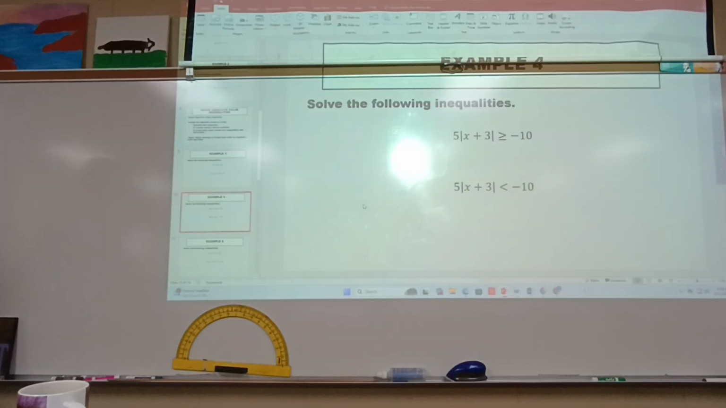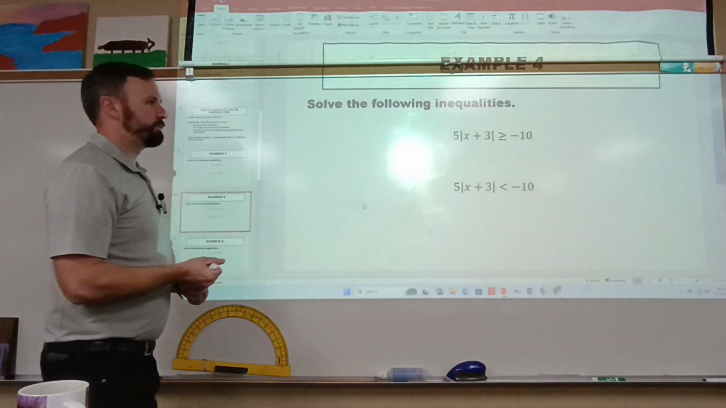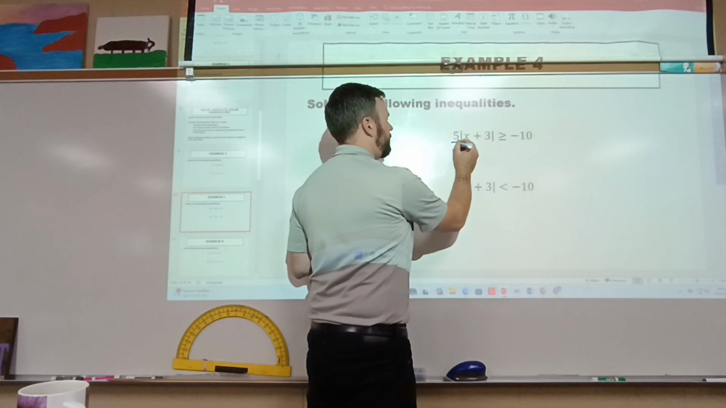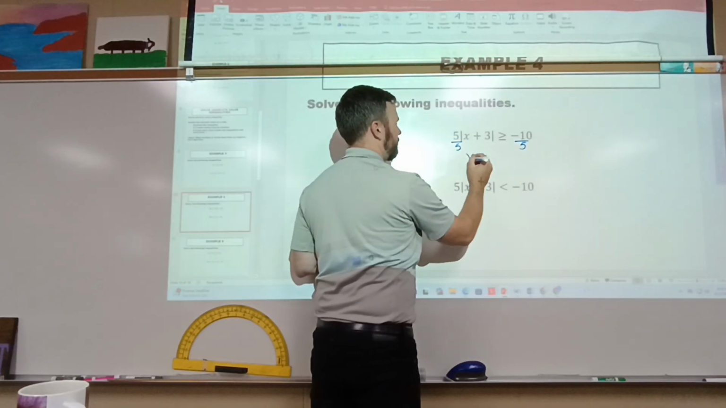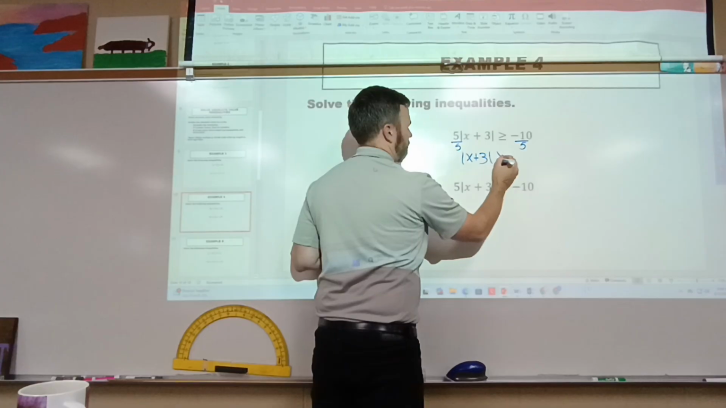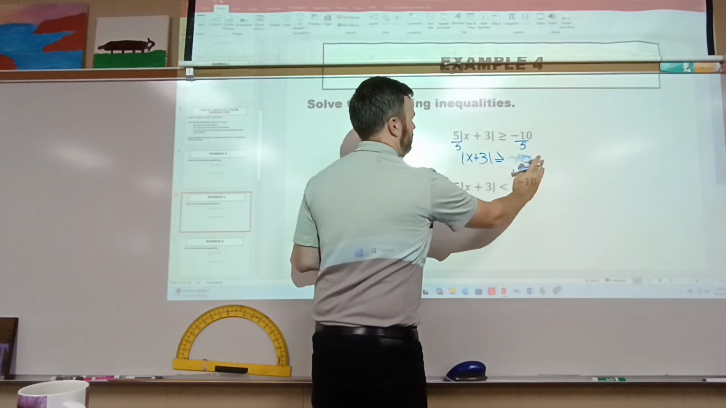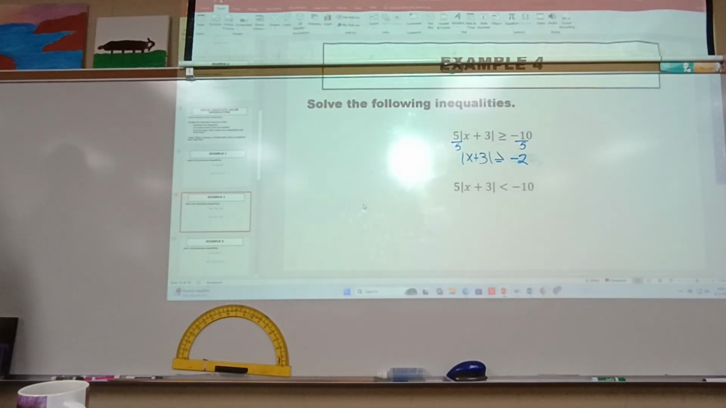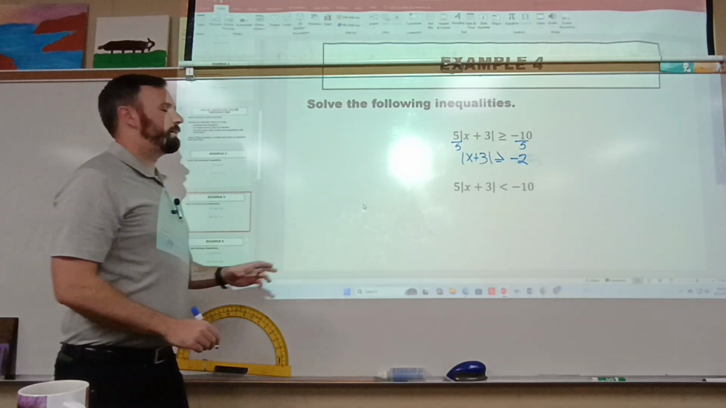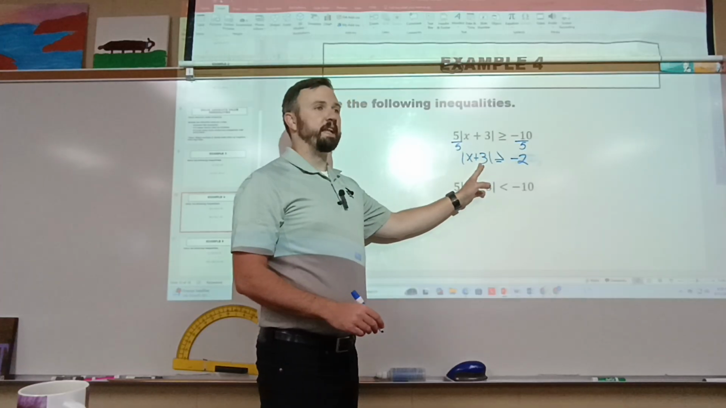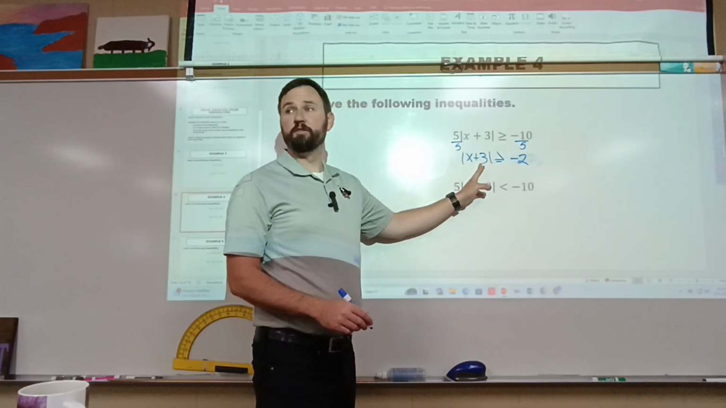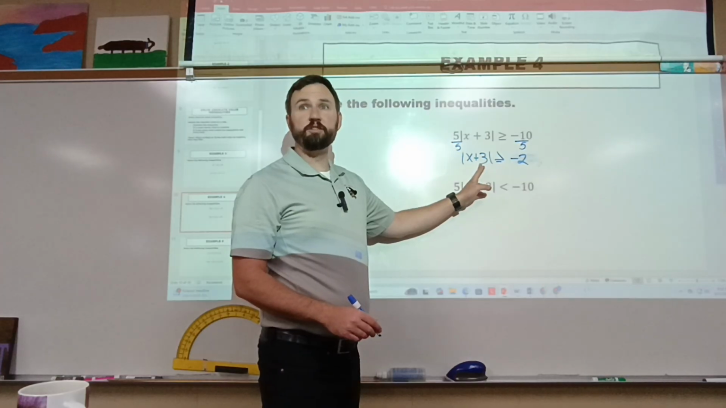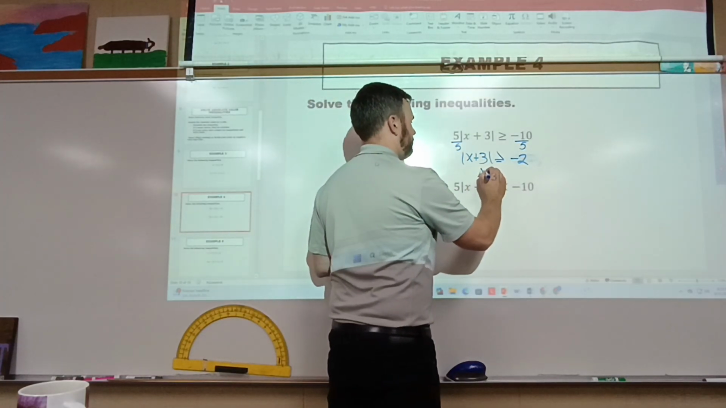This one I can do with very little math. Here's my question for you after I isolate this. Absolute values are always what? Are they positive or negative? Positive. So will this ever be less than -2? Will an absolute value ever be less? No. So this is going to be all real.